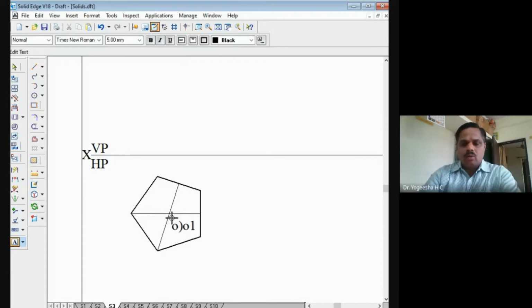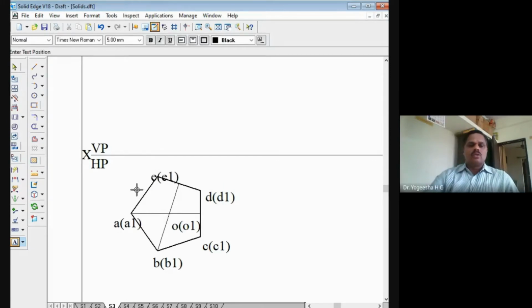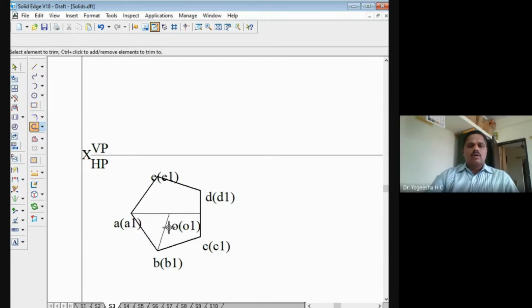O in the bracket o1, I can mark like this. These points I will mark here: a in the bracket a1. These are all prisms, that is why you will have the top face as well as the bottom base corners. Those bottom base and top face corners I will mark as a, b, c, d, e and a1, b1, c1, d1, e1, like this. I can trim this so that I will have only the midpoint here.